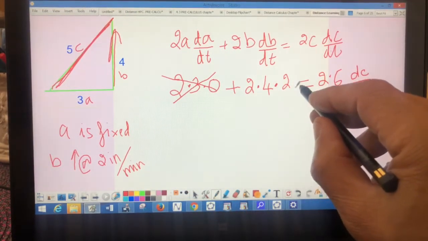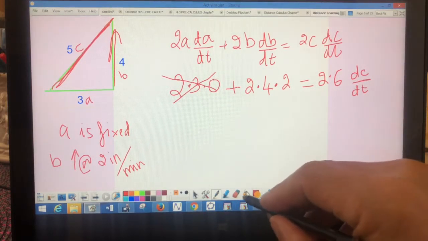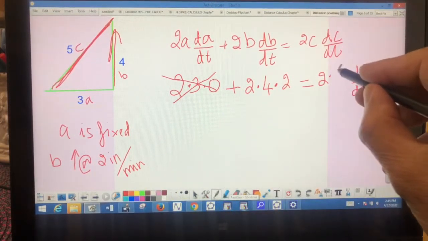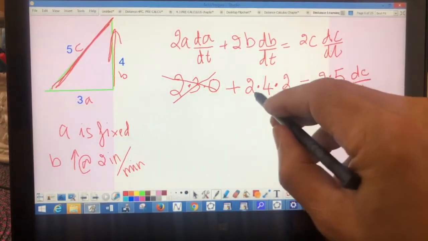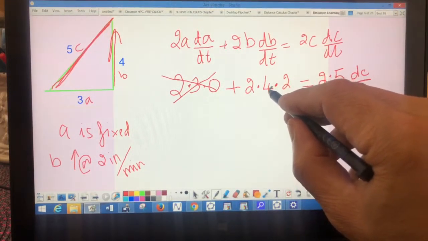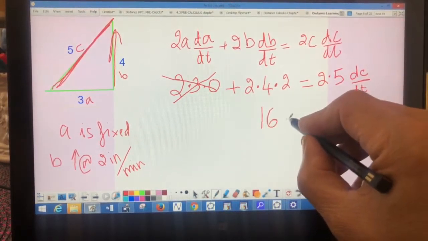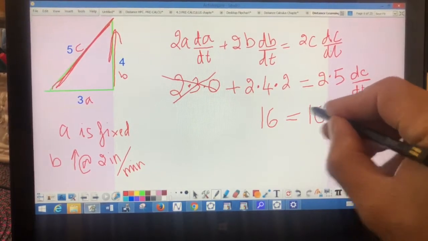8 times, why did I put 6 there? Always my mistake in class. There's a 5. I'm not gonna redo the video here. So 2 times 4 is 8. 8 times 2 is 16. Your C is 5, so 2 times 5 is 10.